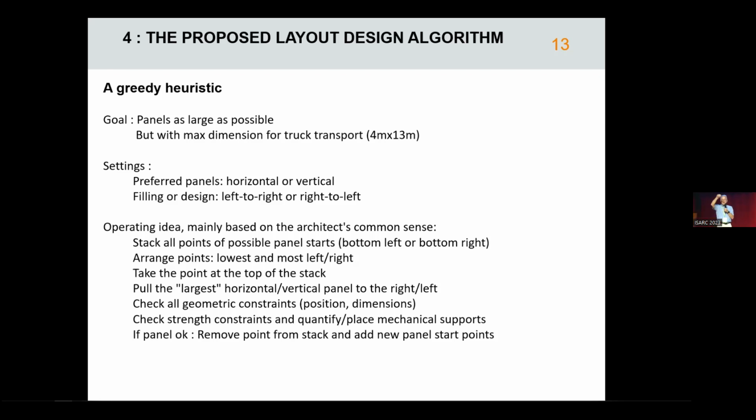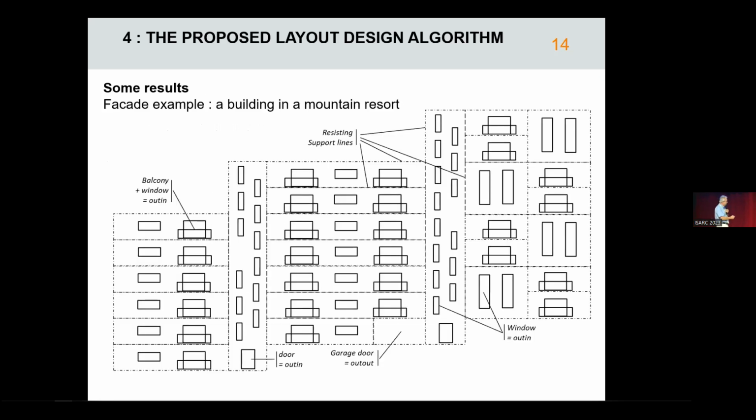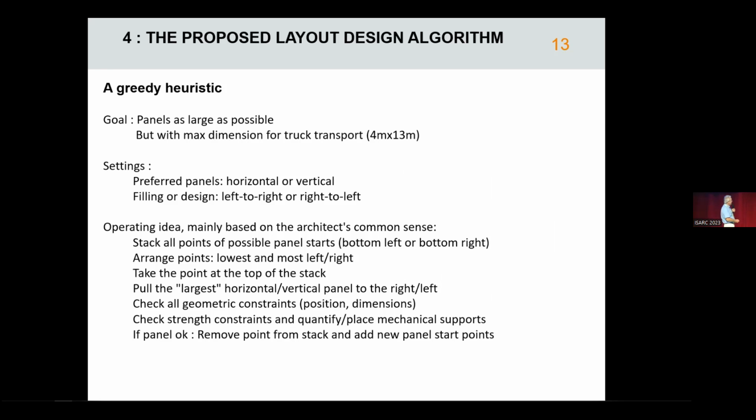And we check the geometry, and then we check the strength. If the panel is okay, the panel is supposed to be fine. And so we remove the point and we create new starting points from the new panels. So this is why it's called greedy: we place one panel, and when it's done, we don't modify the decision and we start after for the next panel.